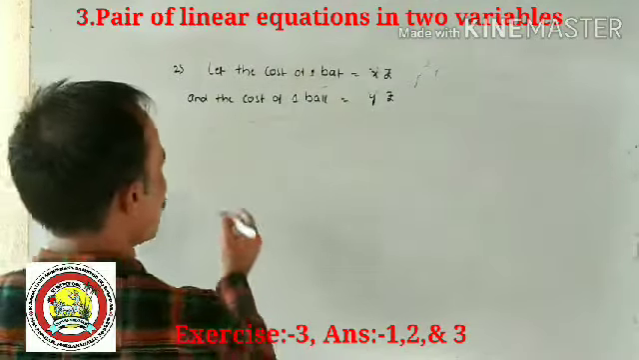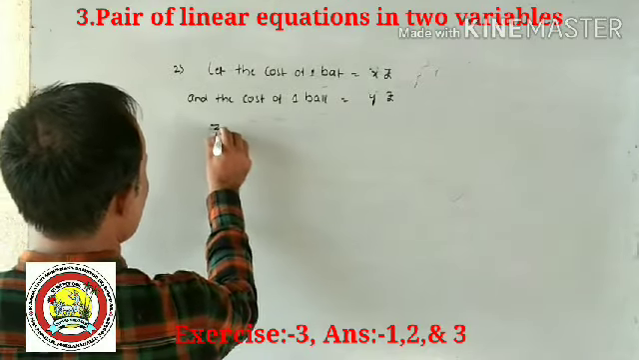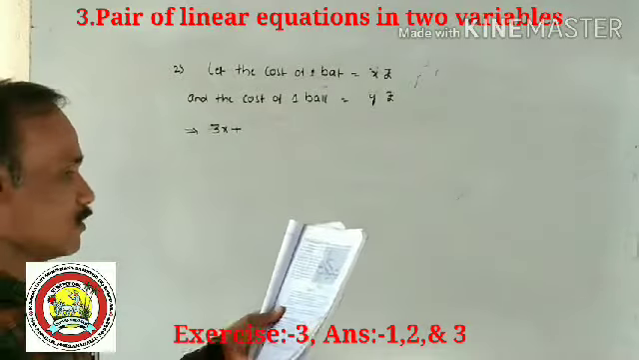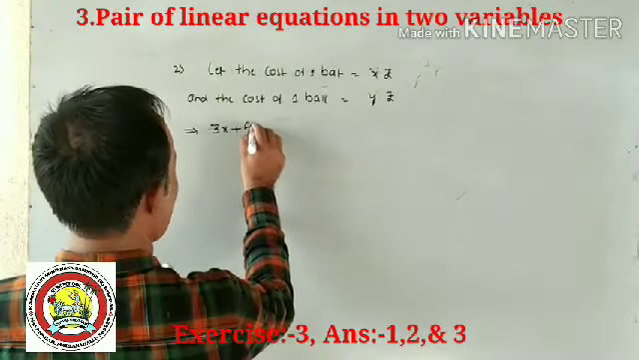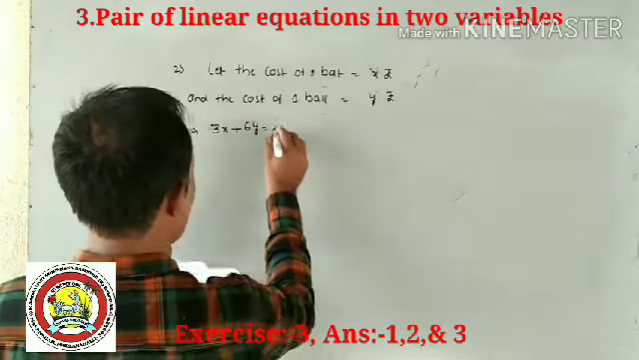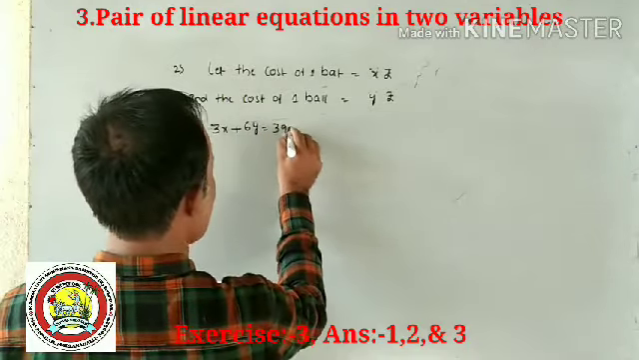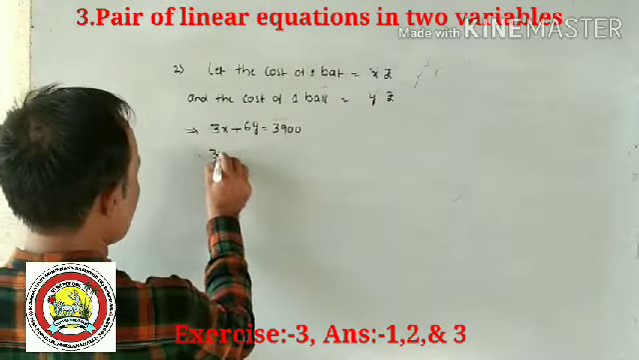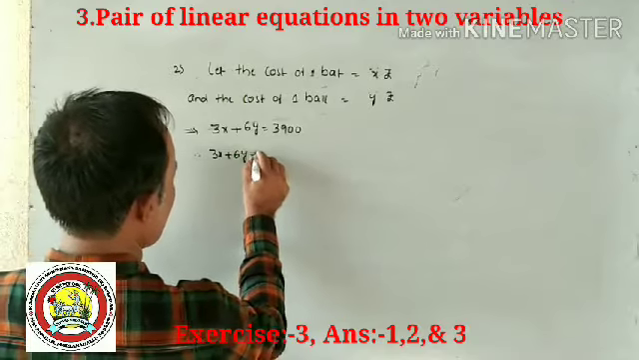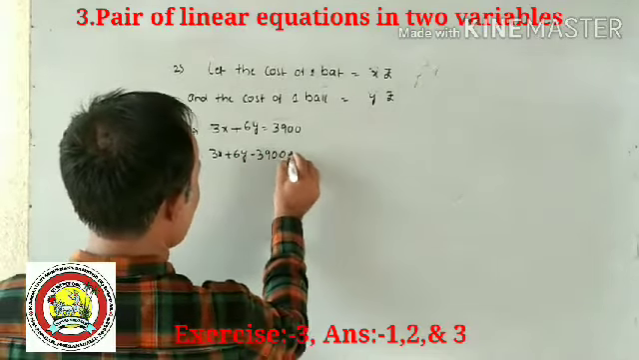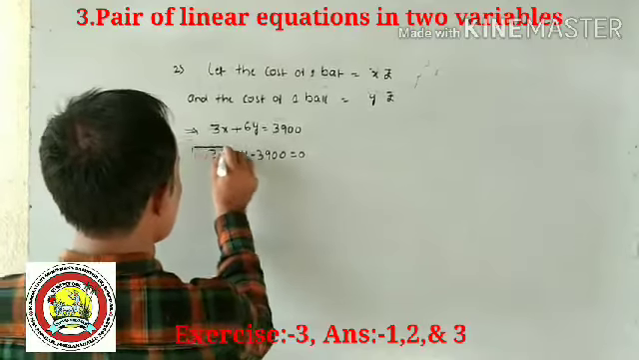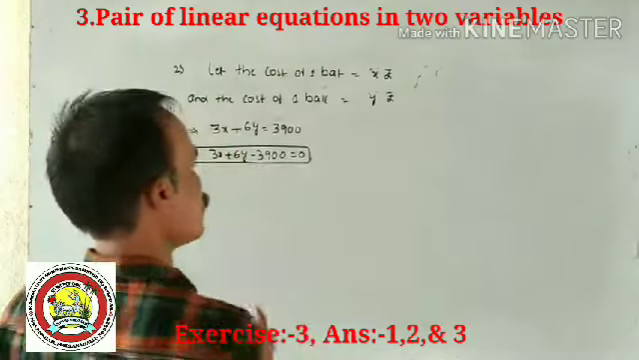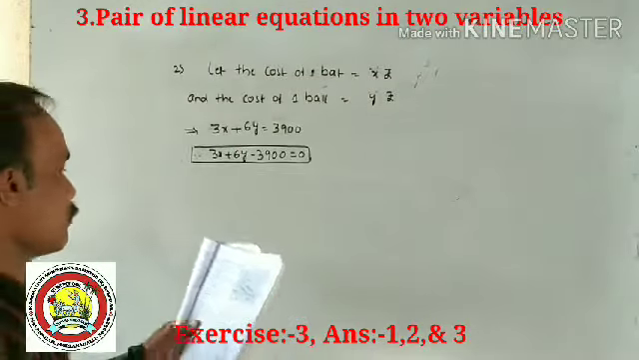What is the total amount of 3 bats? That is 3x. Plus 6 balls, that is 6y, is equal to the total cost 3,900 rupees. Therefore 3x plus 6y minus 3,900 is equal to 0. Now this is of the form a1x plus b1y plus c1 is equal to 0. If you want, you can divide by 3, no problem.